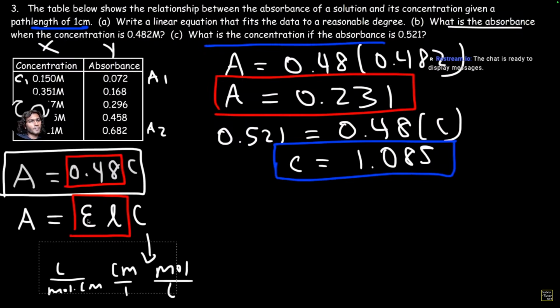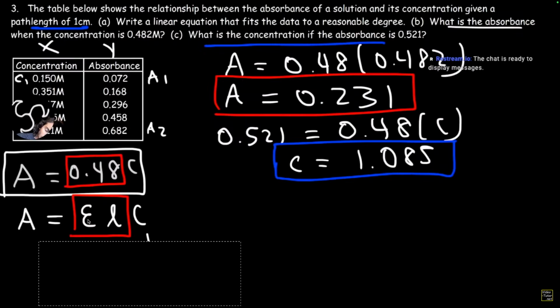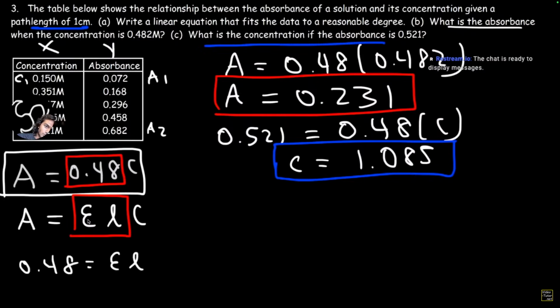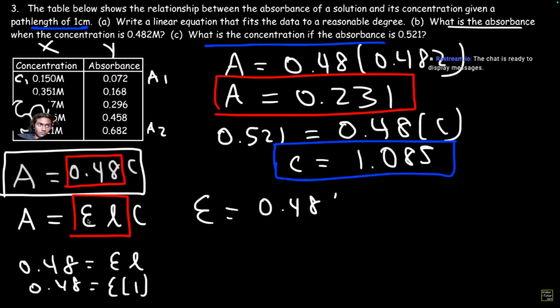Now we're given the path length, which is 1 centimeter. And we could set 0.48 equal to epsilon times L. So if the path length is 1, then we can see that the molar absorptivity is going to be 0.48 liters per mole per centimeter. So that's how you can calculate the molar absorptivity given the data table.